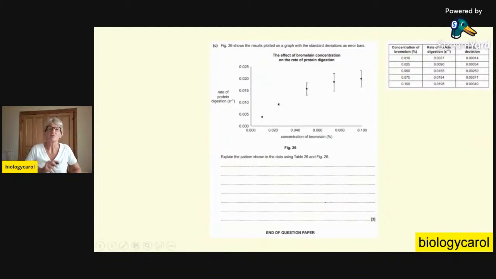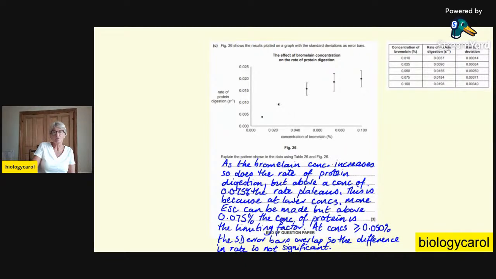This shows the results plotted on a graph with the standard deviation as error bars. Explain the pattern in the data using table 26 and figure 26. So I put the table up here. Can I just point out that the size of my writing on screen in relation to the actual lines that are on the screen, my writing size is huge. So hence I do overrun sometimes.